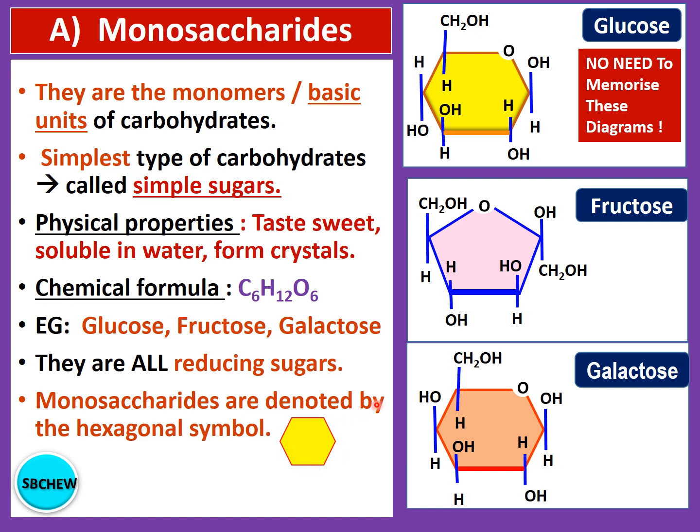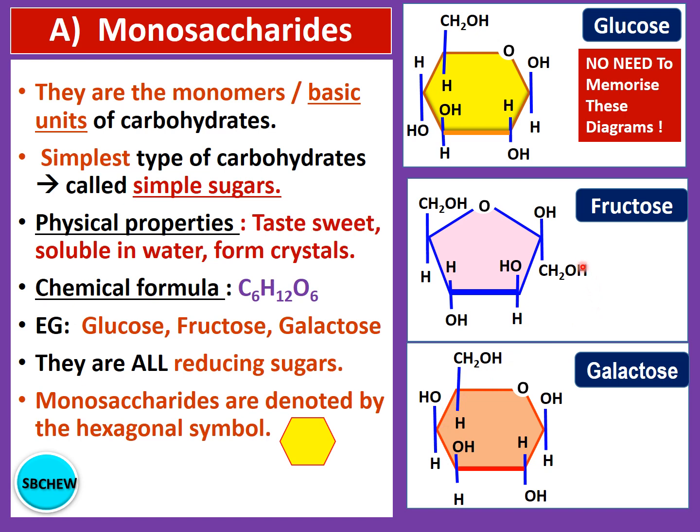Many students ask me, if they all have the same chemical formula, what is the difference between glucose, fructose, and galactose? So here I'd like to go a bit further into the molecular structure of glucose, fructose, and galactose, which form rings. There's no need to memorize these three diagrams, although you need to know the basic molecular formula of monosaccharides is C6H12O6. But let's have a look at this molecular structure shown here.